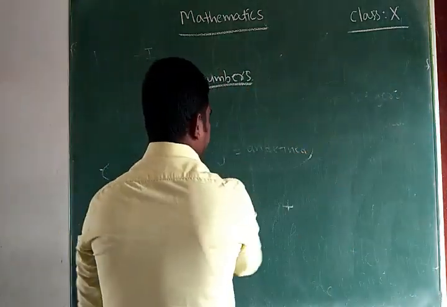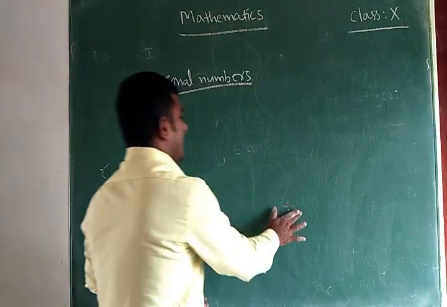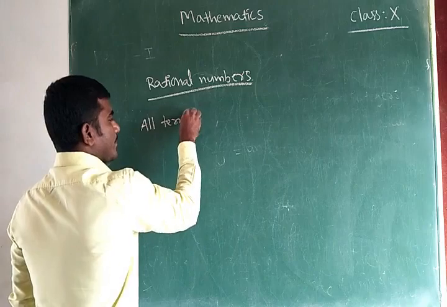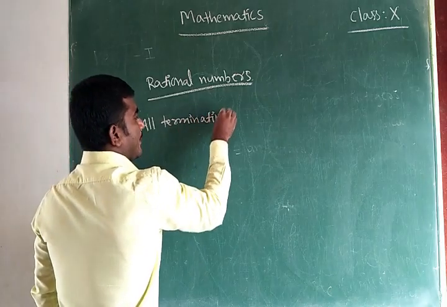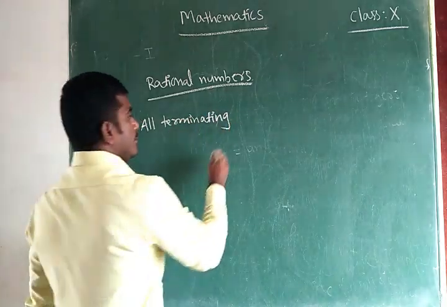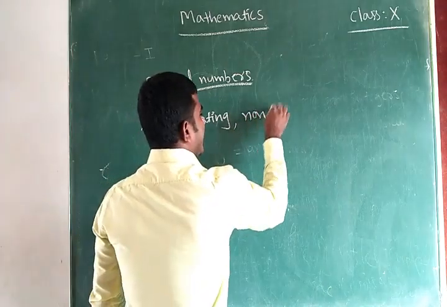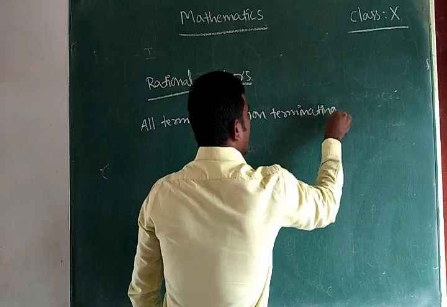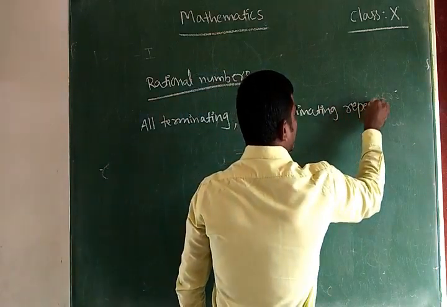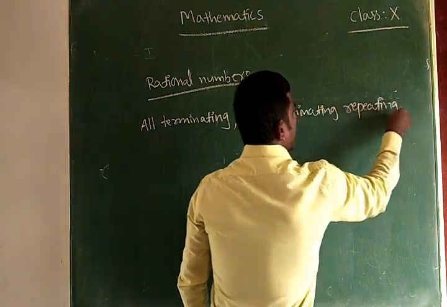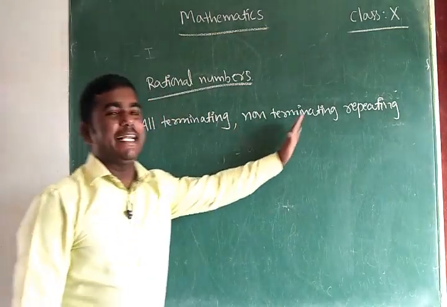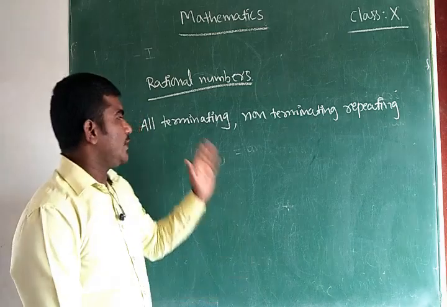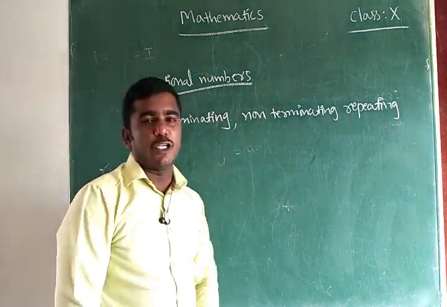The one more definition is: all terminating, comma, non-terminating repeating values are called rational numbers. What is the meaning of this? All terminating and non-terminating repeating.